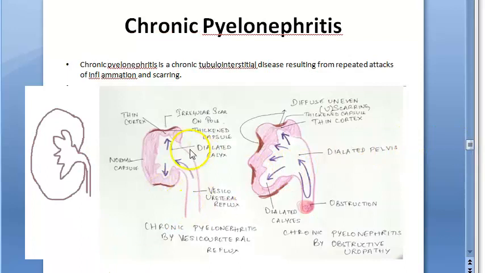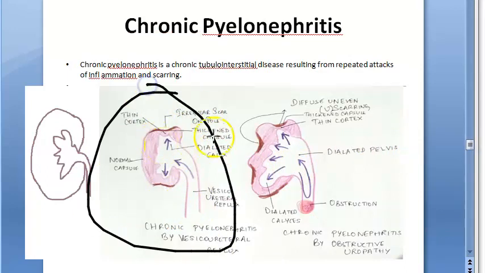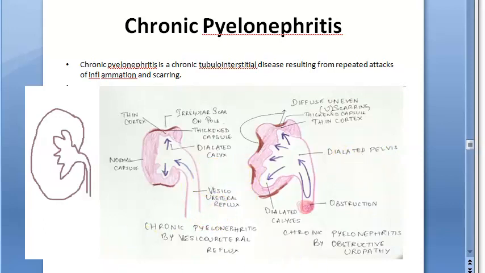So you will see that the kidney is shrunk irregularly. You can see that there is scarring, thickened capsule. You cannot separate the capsule from the kidney. Dilated calyx, dilated pelvis. That's all. So we are done with the gross of chronic pyelonephritis.